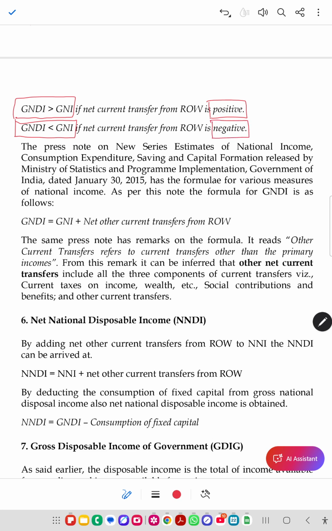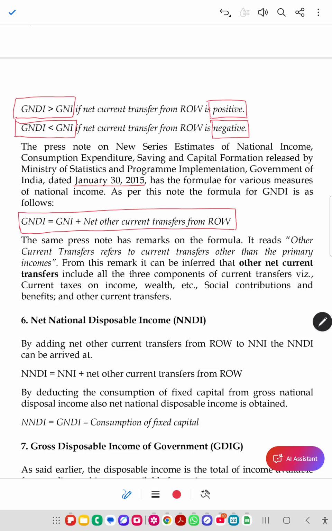The press note on new series estimates of national income, consumption, expenditure, saving, and capital formation released by the Ministry of Statistics and Programme Implementation, Government of India, dated January 30, 2015, has formulas for various measures of national income. As per this note, the formula for GNDI is as follows: GNDI is equal to GNI plus net other current transfer from rest of the world.